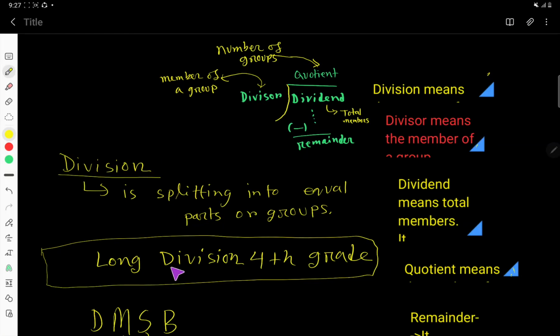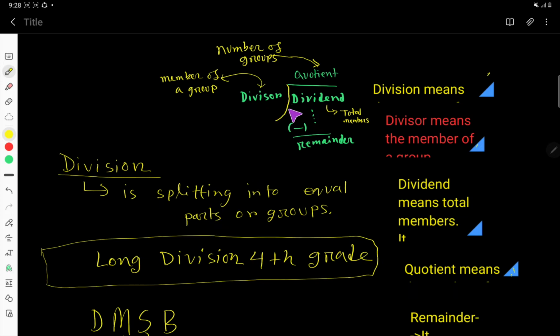This video is about long division for fourth grade students. In this video, we'll learn about the basic rules of division, and also we'll try to do long division. Long division means to divide a large number into parts. So let us give you some basic things so that you can understand division easily.